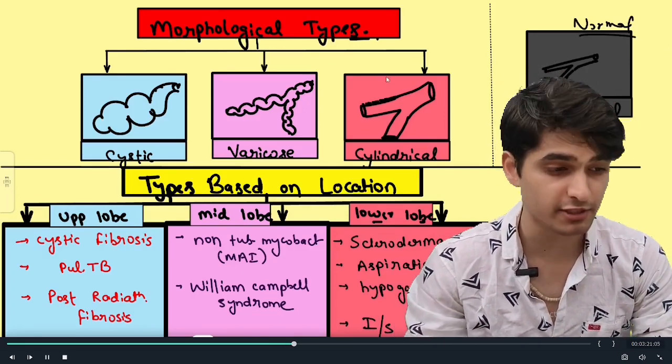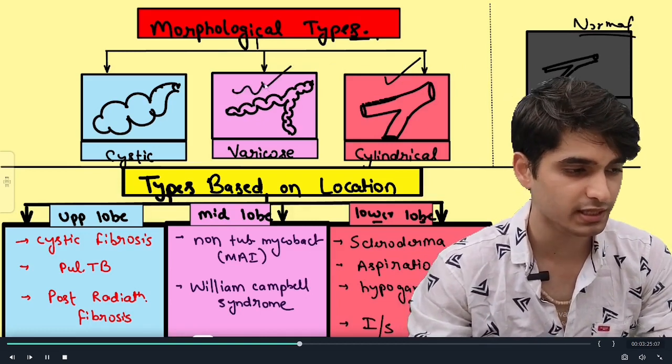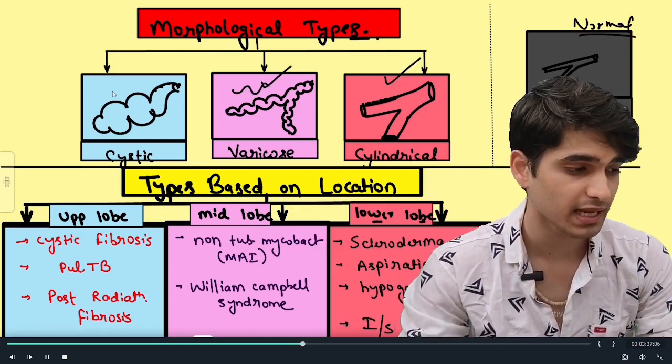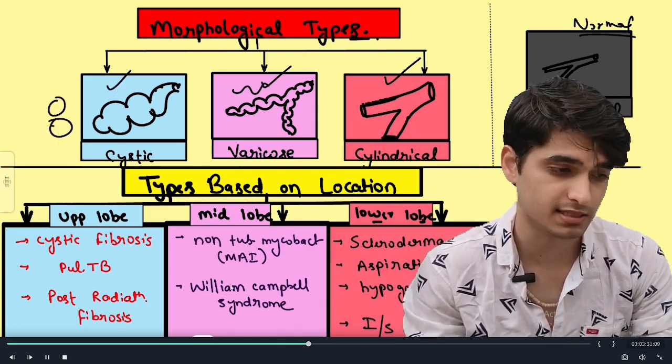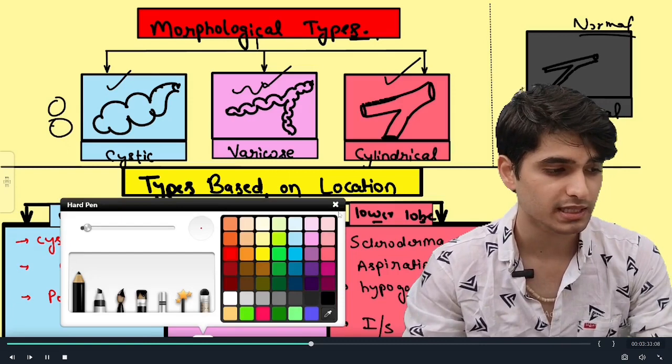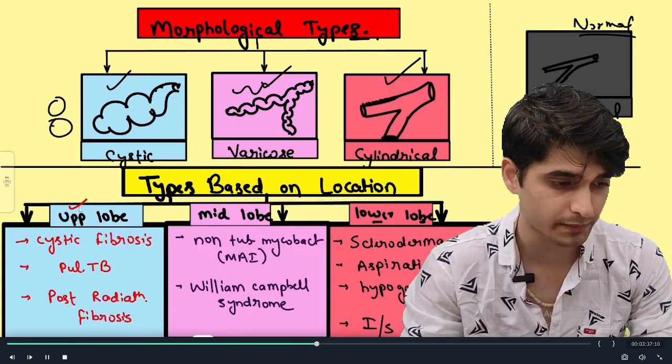And the bronchiectasis is manifested as the cylindrical variety, the varicose variety, like the varicose veins that are appearing, and the next one is the cystic variety, since that is appearing like cysts, right? And next are the types based on the location of the bronchiectasis, right?